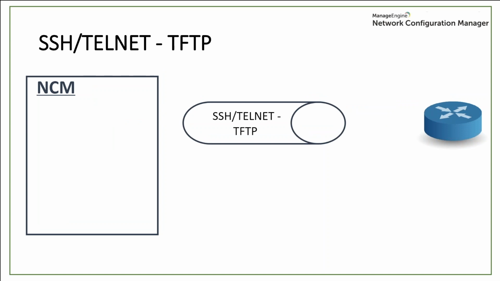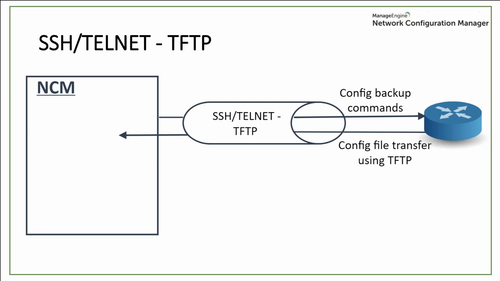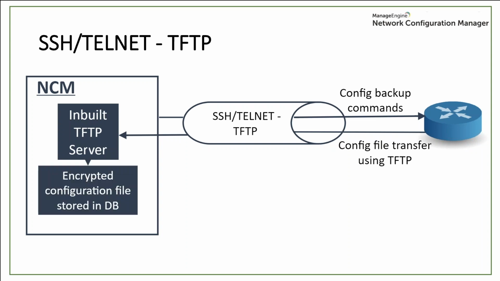Now let's see how SSH or Telnet works along with TFTP. NCM will create a communication channel between NCM and the device, and it will send the configuration backup commands through SSH or Telnet, and the corresponding configuration file will be transferred through TFTP, which will be received by NCM using an inbuilt TFTP server. Later, NCM encrypts the configuration file and stores it in the DB.